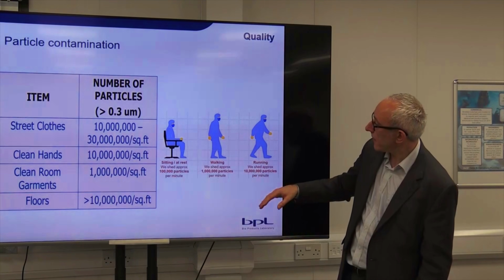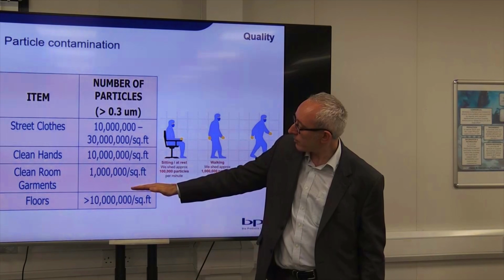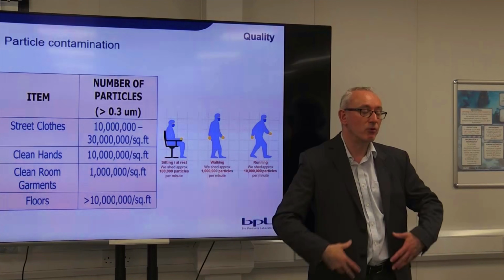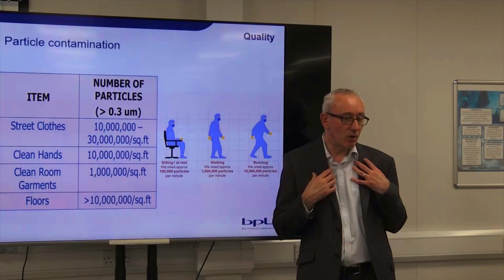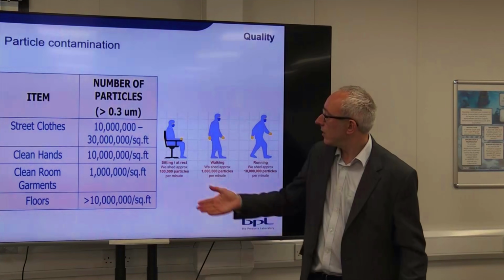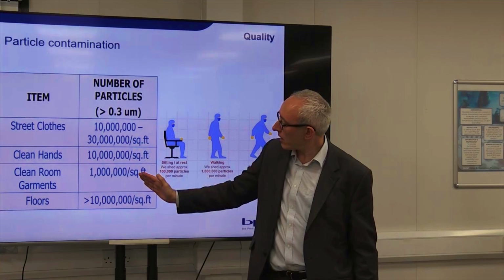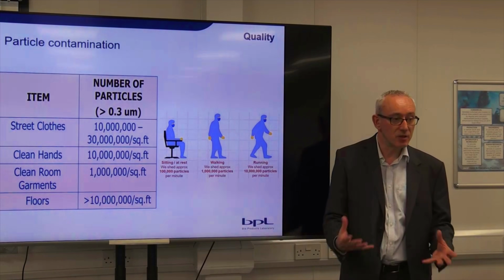And you see here that, first of all, why clean room garments are important, because this is the number of particles that can just be produced through shedding. So if I was to go into a clean room wearing what I'm wearing now, then I'd be pumping out particles. But if I'm wearing a clean room garment, then that number of particles reduces quite substantially.